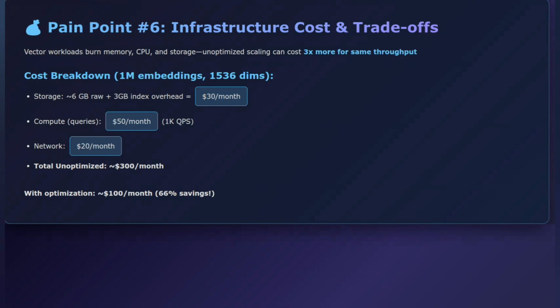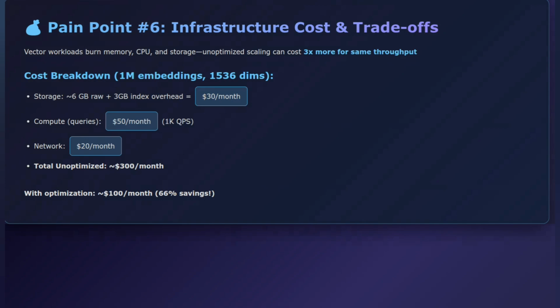But if you do it wrong? Bad storage, no compression, redundant copies, inefficient sharding. Now it's 30 gigabytes, $90 per month. Bad compute, inefficient indexing, no parallelization. You need 5x more servers to handle 1K QPS. Now it's $250 per month.